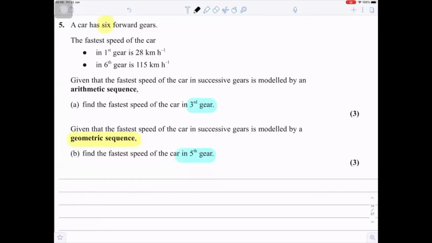Question number 5. A car has 6 forward gears. The fastest speed of the car in first gear is 28 kilometers per hour, and in sixth gear is 115 kilometers per hour. Given that the fastest speed of the car in successive gears is modeled by an arithmetic sequence, find the fastest speed of the car in third gear. Given that the fastest speed of the car in successive gears is modeled by a geometric sequence, find the fastest speed of the car in fifth gear.